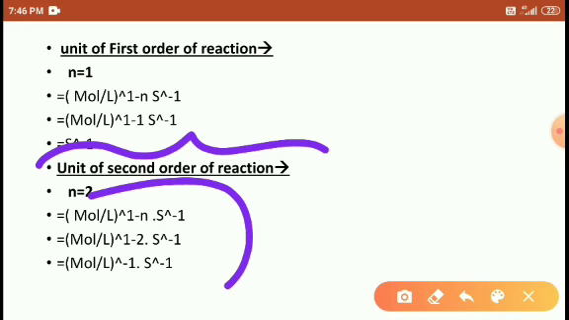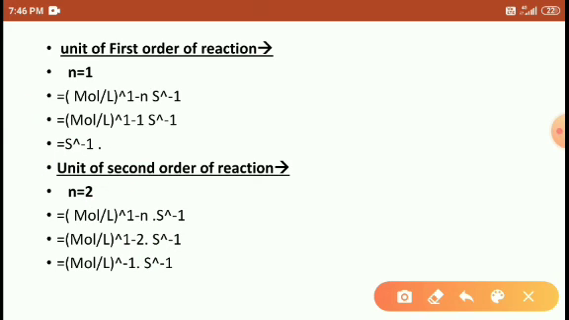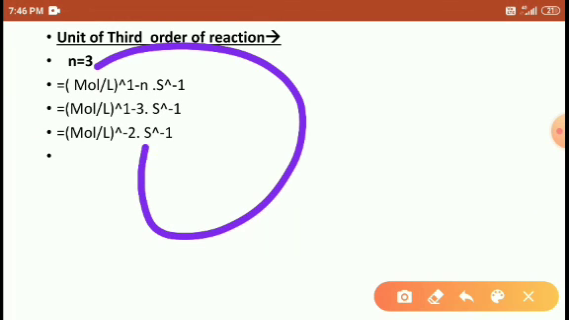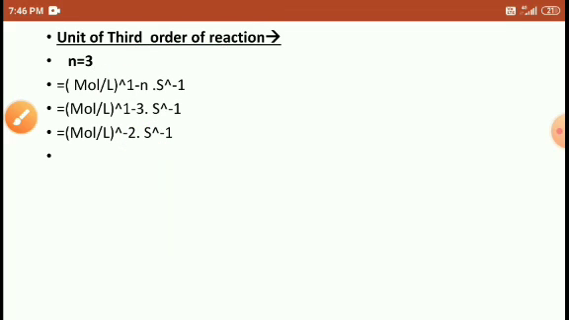Next, the unit of second order, students, n is equal to 2. The n value we substitute in place of n here, 1 minus 2. If you do 1 minus 2, then you get moles per liter per second to the power minus 1, the second order value. Finally the third order, we substitute the value 3 in place of n. Then we get mole square liter square per second. This is the third order.